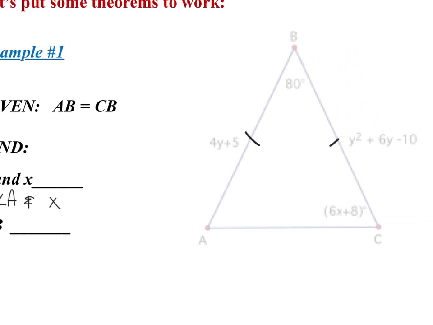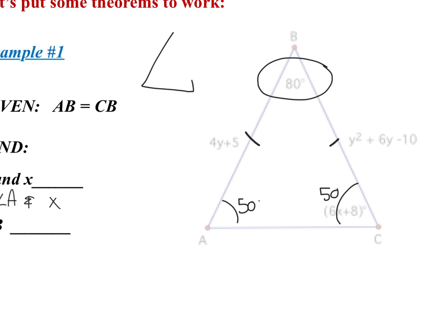Anytime you have an isosceles triangle, you only need one angle to be able to find the other two. So what I mean by that is if this is 80, and I know that these two angles are congruent, if the vertex angle took up 80 degrees, what's left for each of these to share? 50 degrees. It would be different if I was given that this is 80.